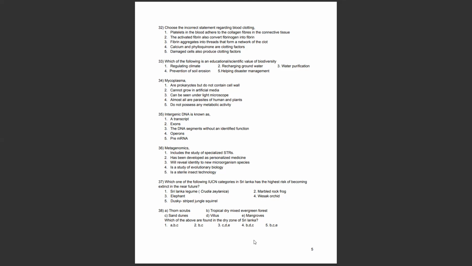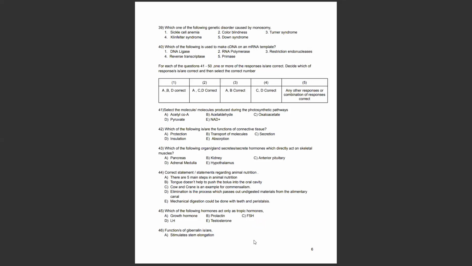And sand dunes are found in the dry zone of Sri Lanka. So the answer should be the second answer. 39. Which one of the following genetic disorders is caused by monosomy? Right? Monosomy. So then, whoever takes the MCQ, go to the first chapter. Okay. For the 32, the answer should be the second answer. Incorrect statement. Right? Second answer.